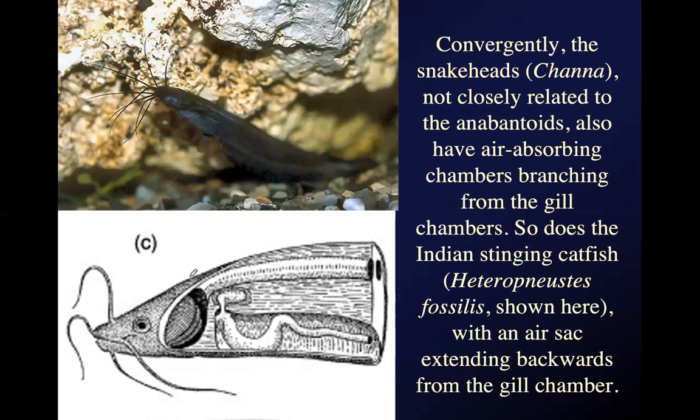Snakeheads can pull that off because they've got air absorbing chambers branching from the gills. And so does this fish. This is the Indian stinging catfish. You can see it's got really long barbels right there and a long snaky body. And there's its head, there's the gill chamber. And running back from the gill chamber, you have this elongated air sac. So a stinging catfish can gulp air, push it back into that air sac and absorb oxygen from there into the bloodstream.